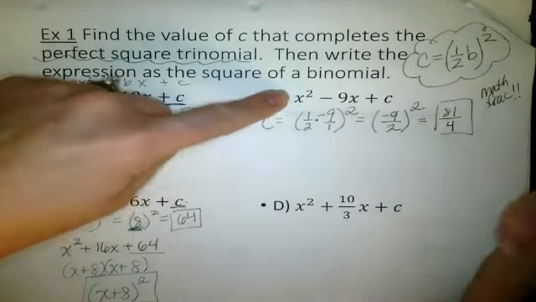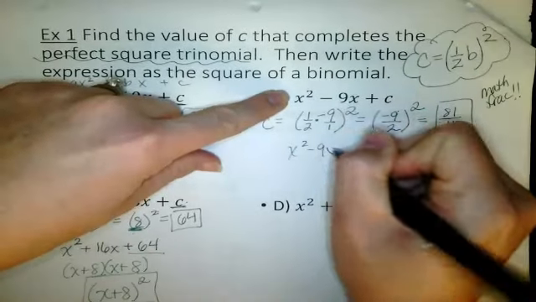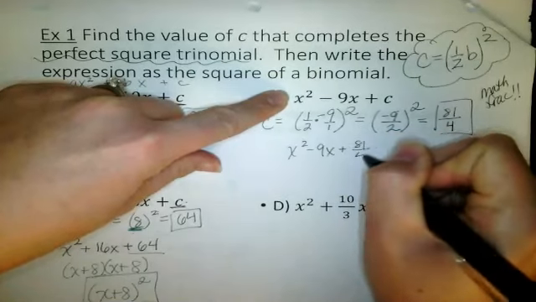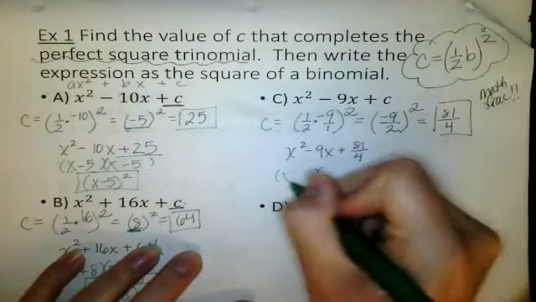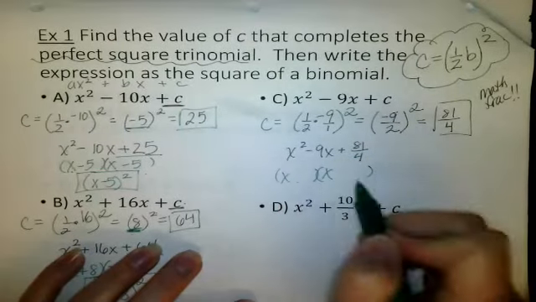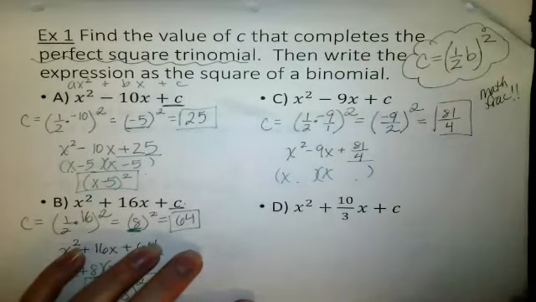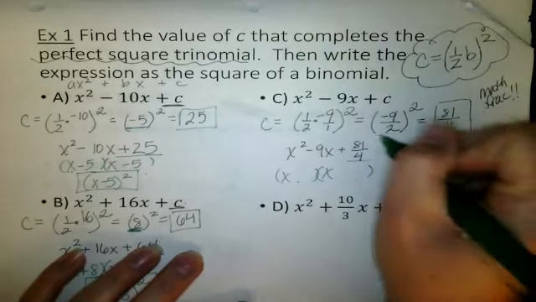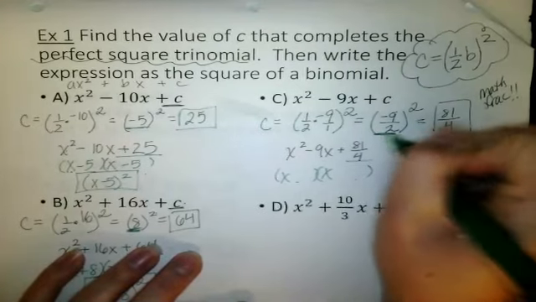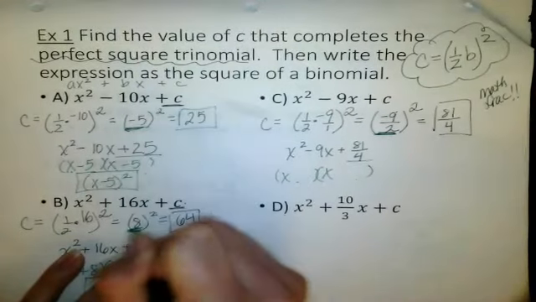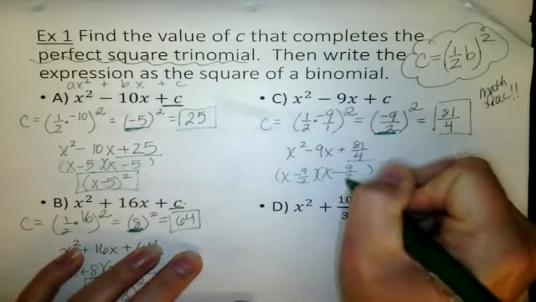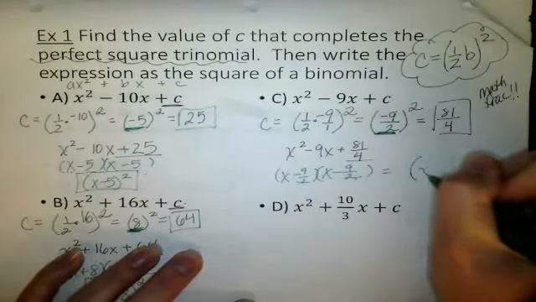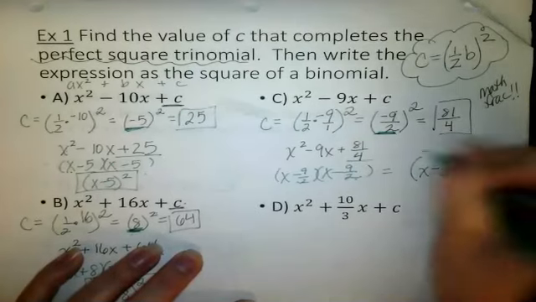All right, so my trinomial is going to be x squared minus 9x plus 81/4. I want to double bubble that. x times x is x squared. What times what is 81/4? Negative 9 over 2. Yeah, hey, guess what? It's always right here. Always whatever is squared. Nice. Negative 9/2 and negative 9/2, which I can write as x minus 9/2, quantity squared.